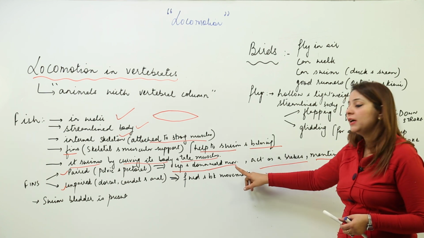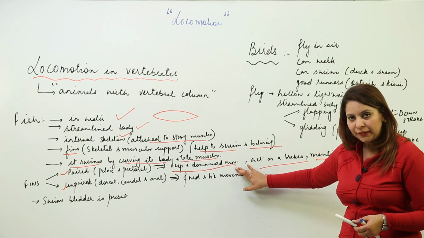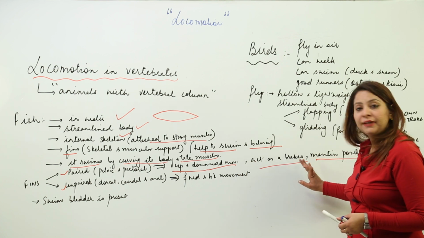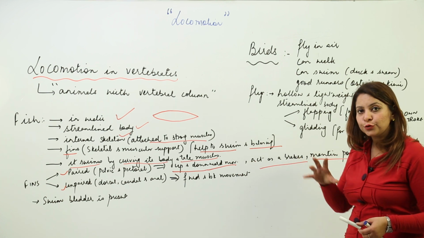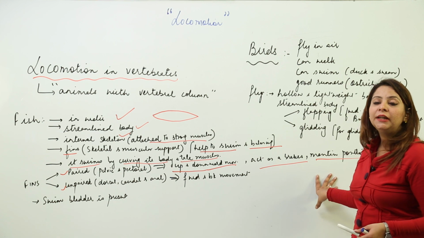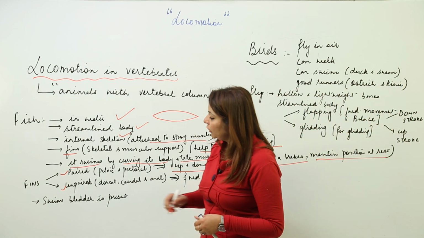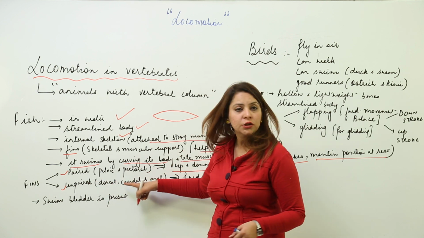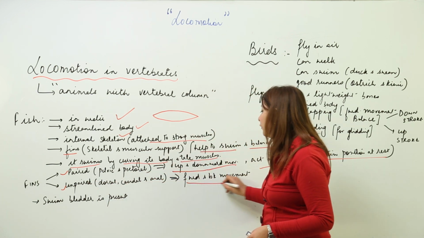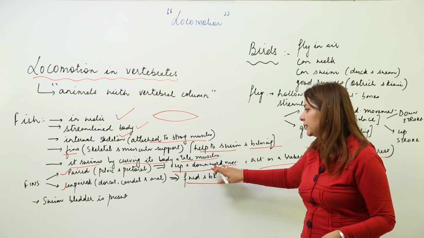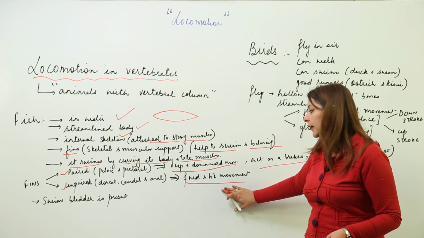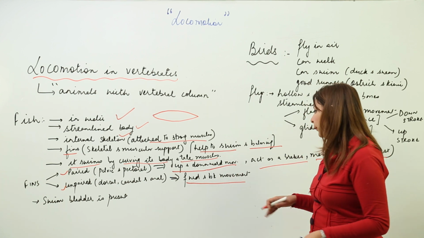So paired fins help in the upward and downward movement, they act as a brake, they help the fish to stop, and they help in maintaining the posture when the fish is at rest. And the function of the unpaired ones, that is the dorsal, caudal and anal, is to help in the forward and backward movement.